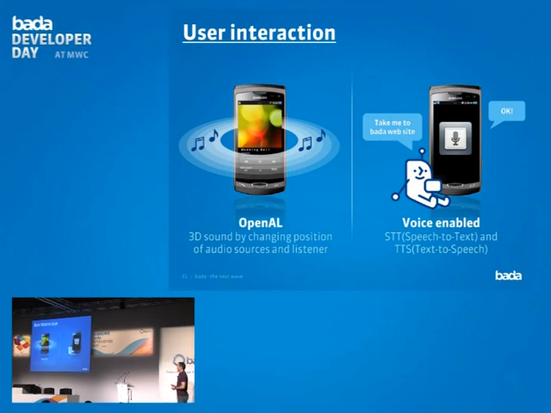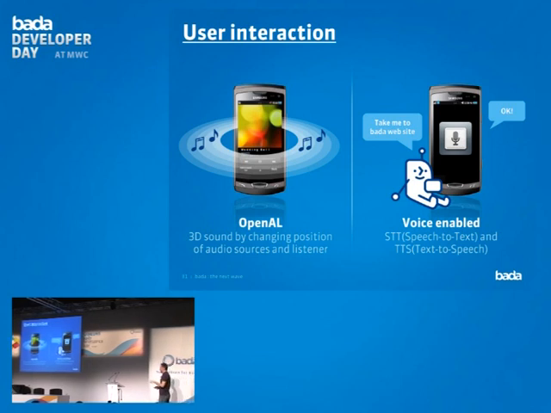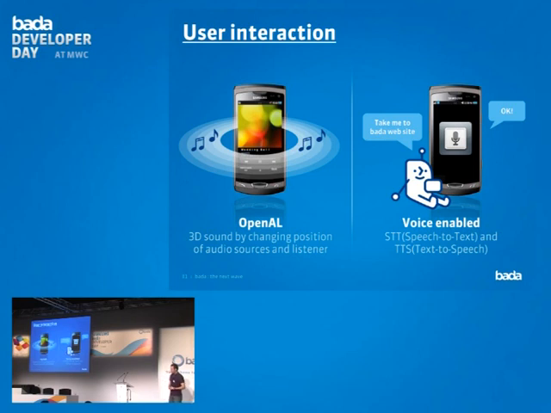Now we also support the OpenAL library, which is a sound library, 3D sound. So what you can do now is, by using our APIs, you can programmatically define the sources where sound is coming from in a 3D manner. And another thing which is very interesting is that now we also support speech-to-text and text-to-speech engines in bada. So that again opens up many new possibilities and should increase the user experience for users using bada phones.